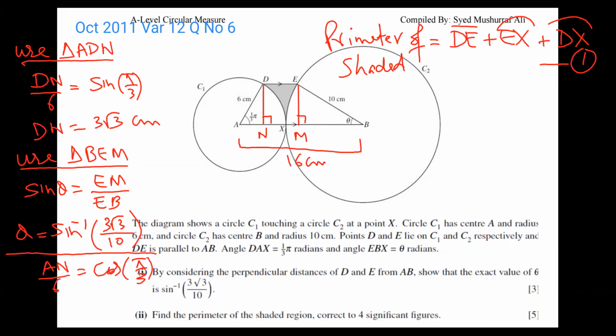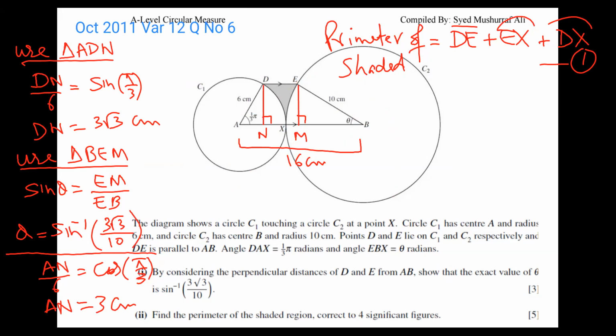So 6 times 2 cos pi divided by 3, and it gives me 3. AN value is 3 root 3. Repeating again, AN is 3 root 3. So this gap is 3 root 3. Now similarly, I need this gap, MB. So I'll go to this part. Okay, let's try to find NB.